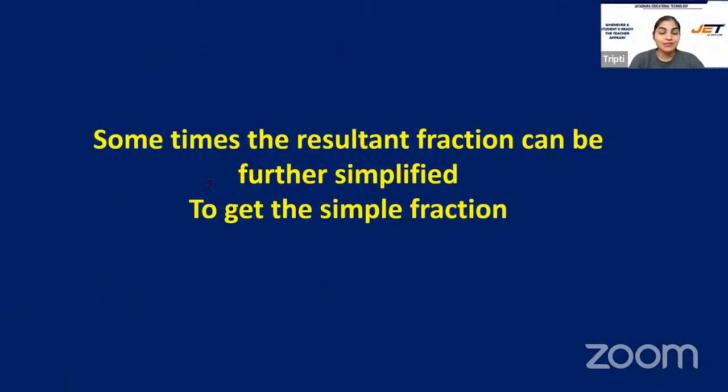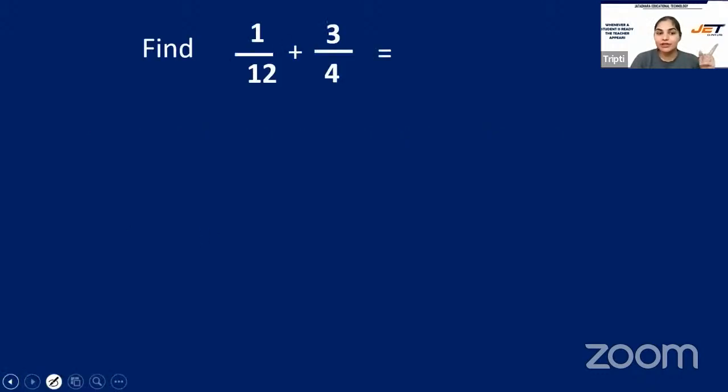Sometimes the resultant fraction, as I already told you, whatever fraction you get can be further simplified, can be reduced to get a simple fraction. Just like we reduced that one, 44 by 32. So it was 11 by 8. Similarly, the fractions can be reduced or simplified.